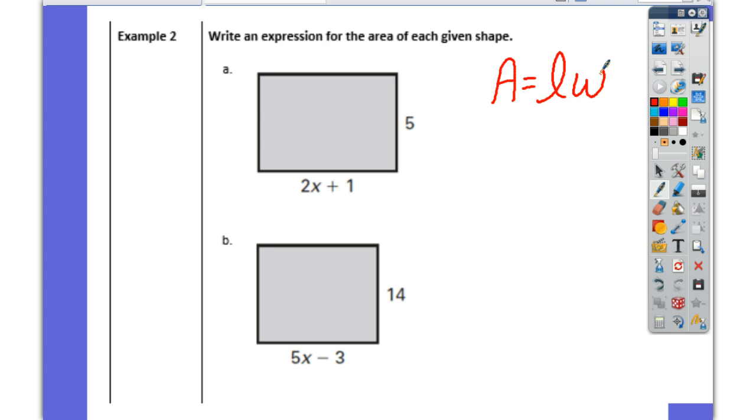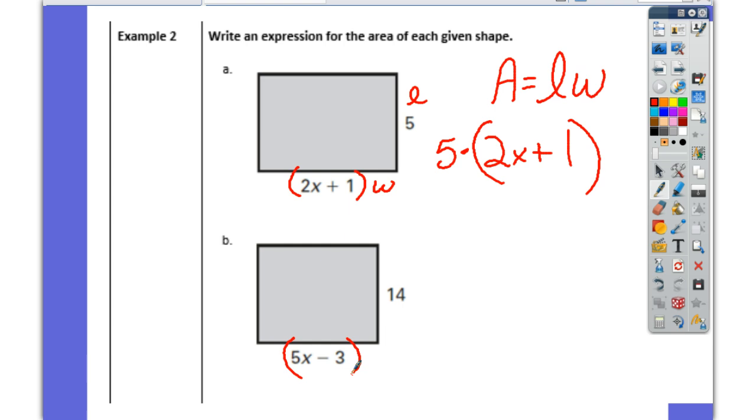But the big thing that I need to point out here is anytime we have an expression for a side, you have to put parentheses around that because that has to stay together. Otherwise, if this is my length and this is my width, I would go 5 times 2x plus 1. What would happen if I wrote it that way without parentheses? You would only do 5 times the 2x. You wouldn't do 5 times the 2x and then times the 1. That's why it's so important that you have the parentheses. So if I were you, I'd go right down to B and put the parentheses around that as well, so you know that it stays as a group together.